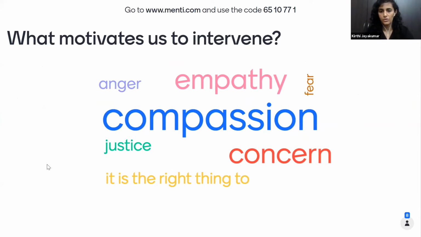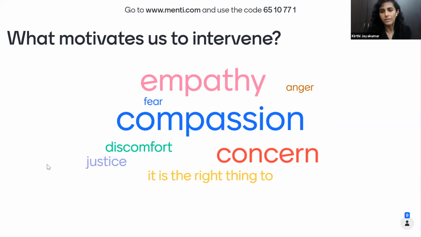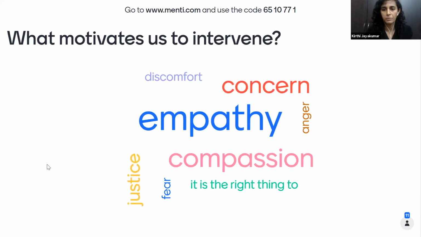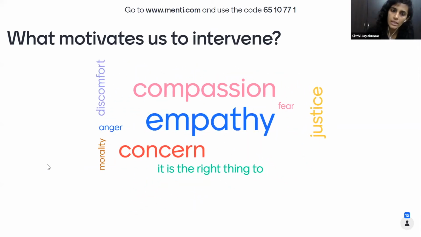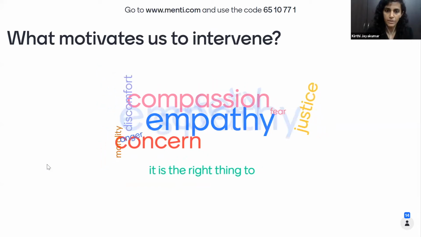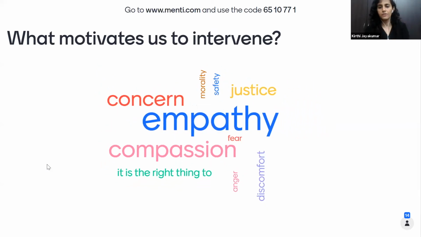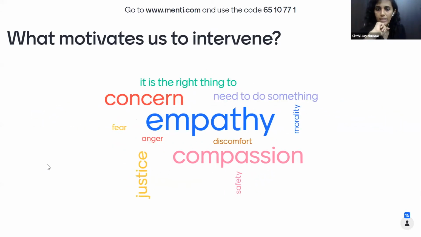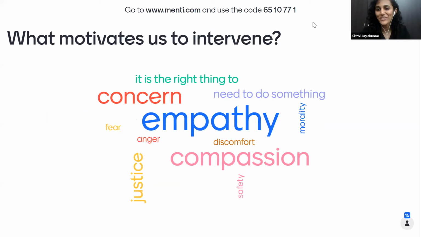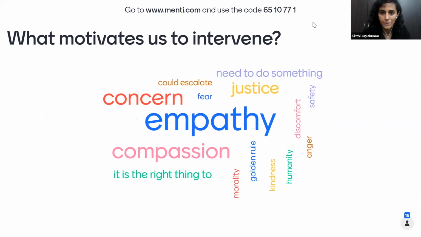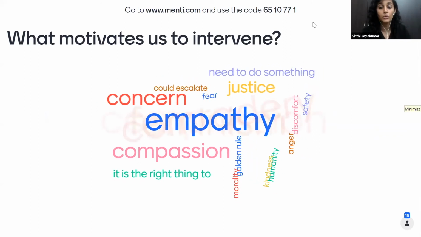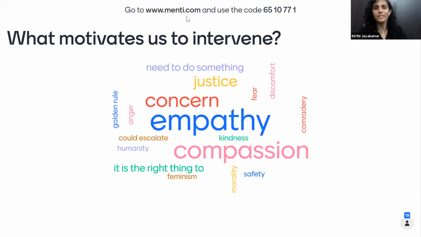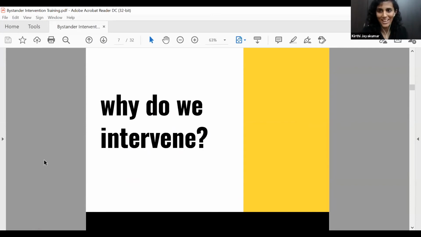Justice, it's the right thing to do. Beautiful. Discomfort, it's very interesting. So I see what could potentially be considered negative emotions of anger and discomfort being fabulous motivators. Morality, I think it's similar to it is the right thing to do. Safety, very interesting. All right, need to do something, because I also see an answer on chat which says justice. Brilliant. It could escalate, absolutely. And the golden rule, humanity, kindness, camaraderie. Excellent. So I think we do have a fair bit of alignment with the answers we have here.